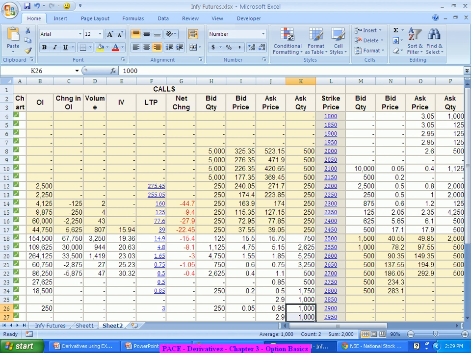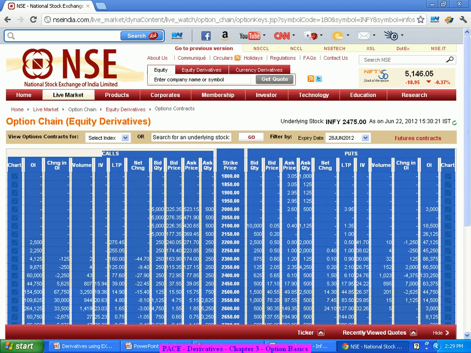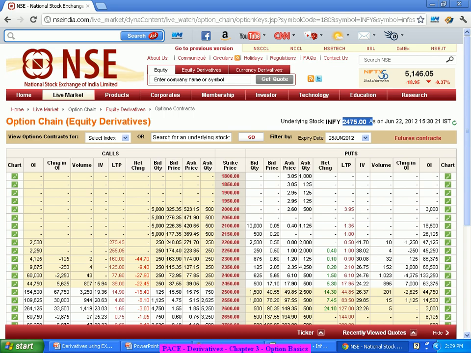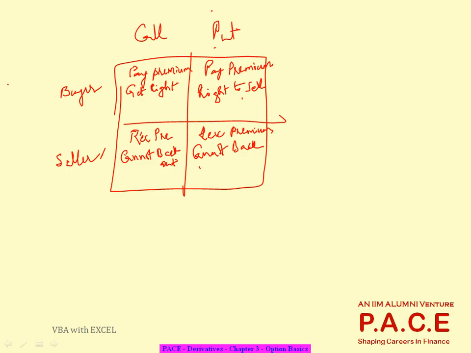So let me put it as simple. I'll take one example. Today, the share price by the end of this period, which is up to yesterday end, the Infosys share price is 2475 in the market. Right? Now, I'll take an option to purchase Infosys at 2500 on 28th June. For that, today I have to pay a premium of 14.9.